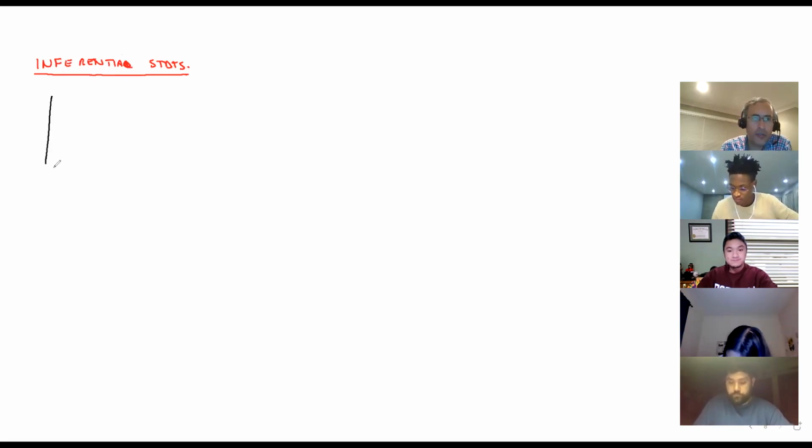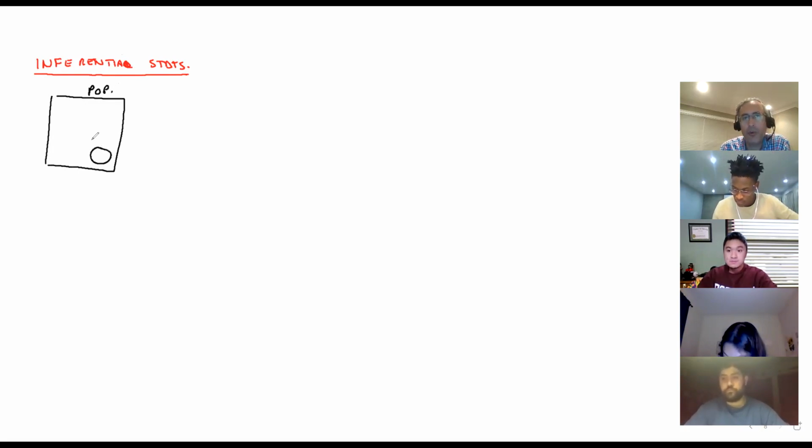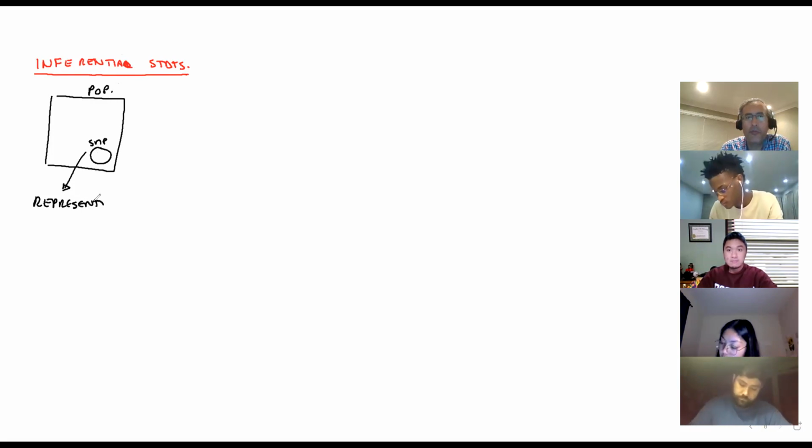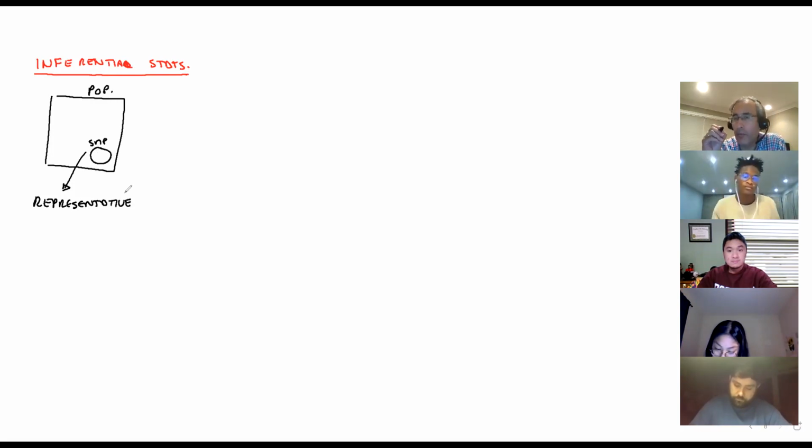So what we try to do is the following. Imagine that I have my population. From my population, I take a sample. And this sample must be representative. That's the crucial assumption of my sample. Make sense? What does this representative mean?